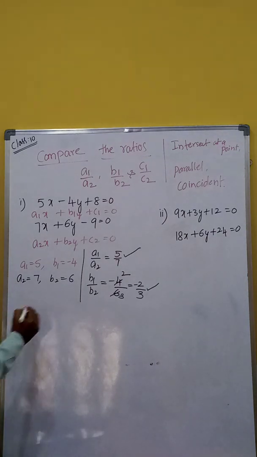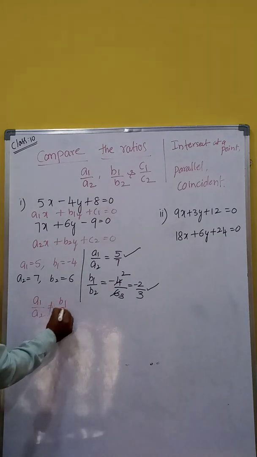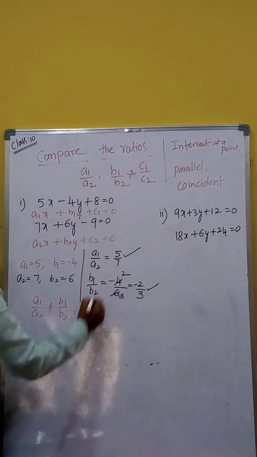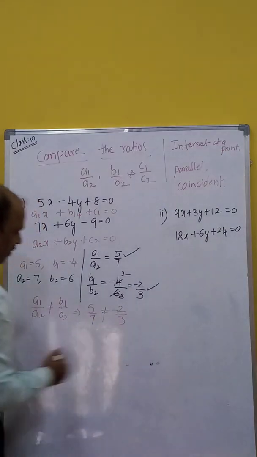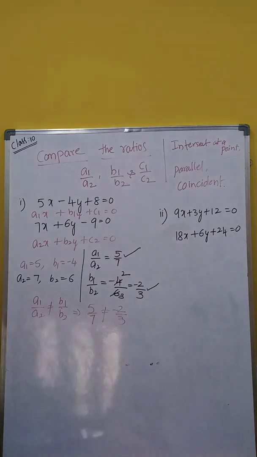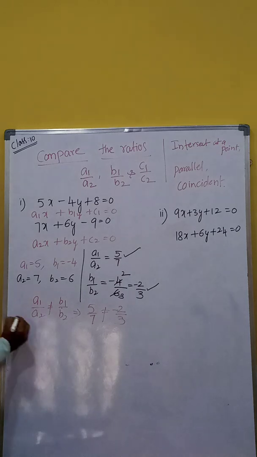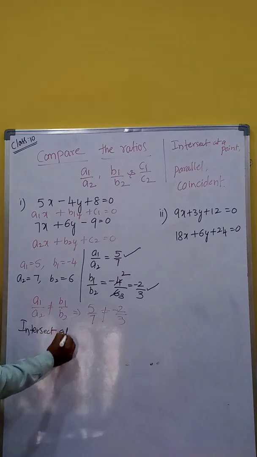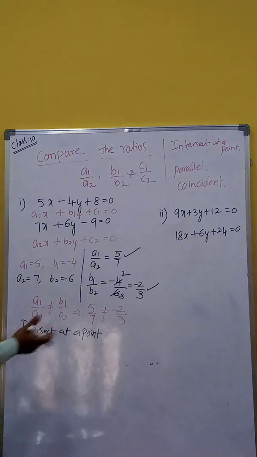Then what do we have to write here? a1 by a2 does not equal b1 by b2. That means the given values 5 by 7 does not equal minus 2 by 3. If the first two are not equal, we know it is the first condition: the lines intersect at a point. If these ratios are not equal, then directly the lines intersect at a point.